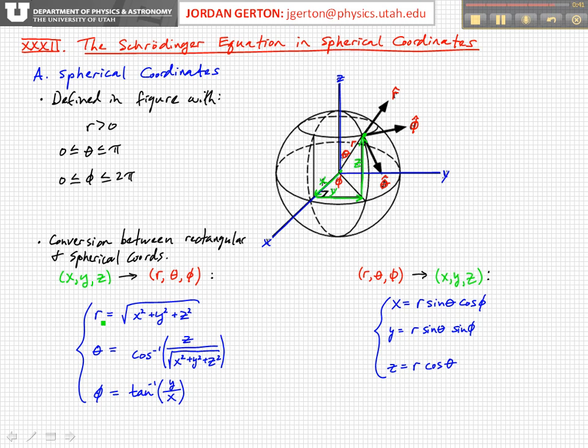We can convert between rectangular, that is Cartesian coordinates, and polar coordinates. So r is defined to be just the distance, so it's the square root of x squared plus y squared plus z squared. Theta is the inverse cosine of the distance z divided by the distance r, the square root of x squared plus y squared plus z squared, and phi is equal to the inverse tangent of y over x. Okay, and you can also define x, y, and z. We can do the inverse definition over there.